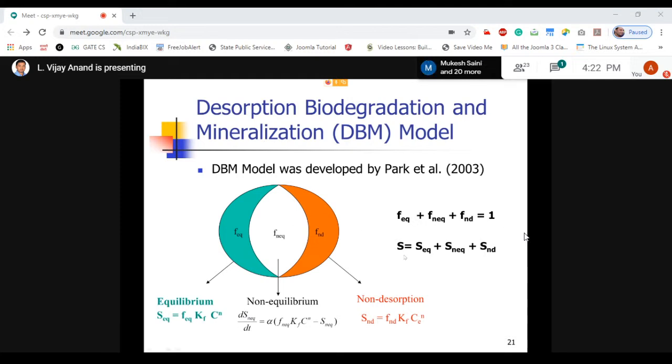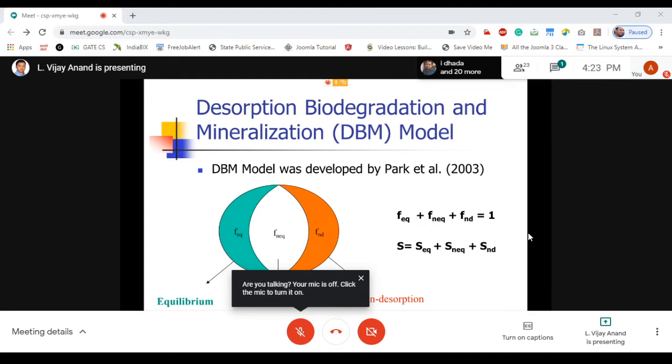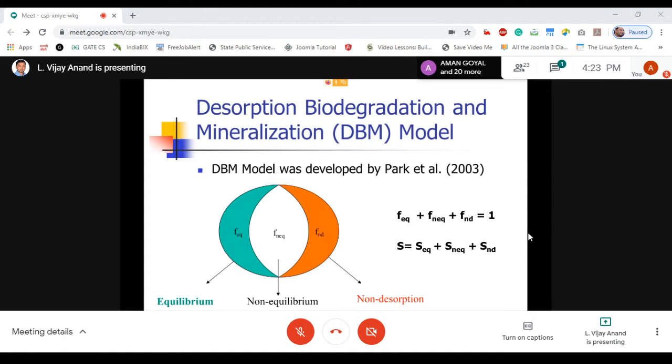The amount of sorption happening to these three fractions is captured as SEQ, SNEQ and SND. As the name indicates, SEQ is the amount of sorption that is instantaneous. That represents the fraction in the soil or the sorbent that can adsorb and desorb instantaneously. Whereas SNEQ is the non-equilibrium fraction that has a kinetic limitation in adsorption and desorption. And SND is the non-desorption fraction. Anything sorbed by this fraction of the sorbent is not going to be released, not going to be desorbed, and is not available for degradation. So essentially SND can be thought of as the hysteretic fraction of the soil, which is essentially non-desorbed.